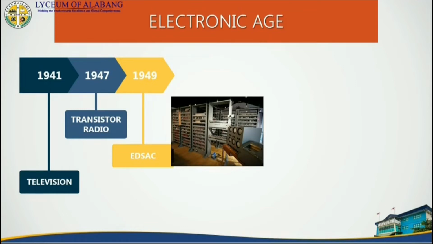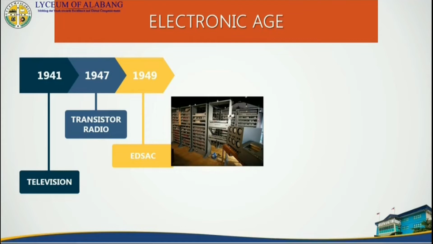EDSAC was built according to the von Neumann machine principles enunciated by the Hungarian-American scientist John von Neumann, and like the Manchester Mark I, became operational in 1949. Wilkes built the machine chiefly to study computer programming issues, which he realized would become as important as the hardware details.